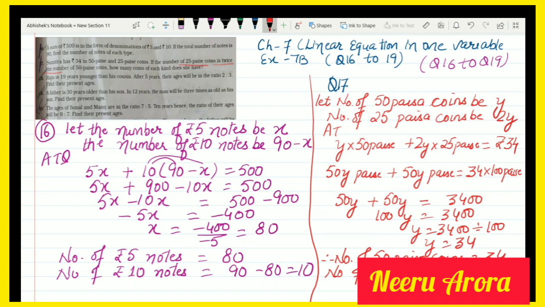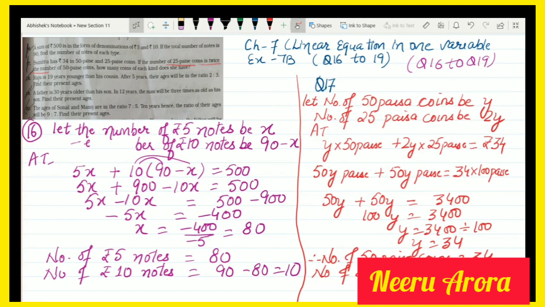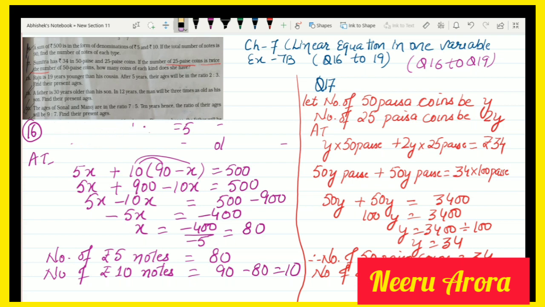So I hope it is clear to you. Question number 16 and 17 are almost the same. Now read question number 18. In 18, the sum is based on ages. Word problems, you can say, based on ages. I'm just going to delete question number 16.